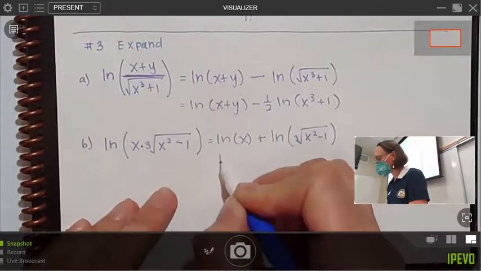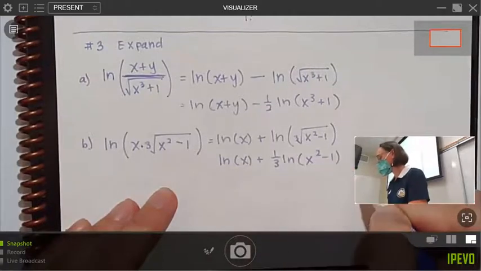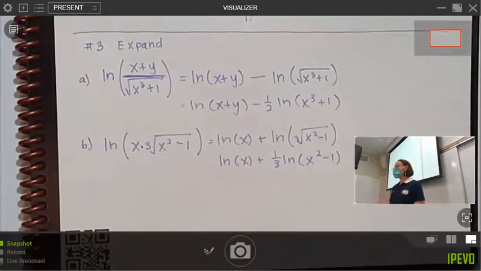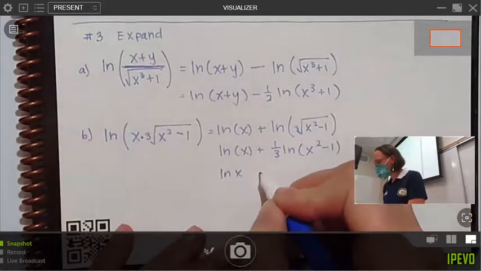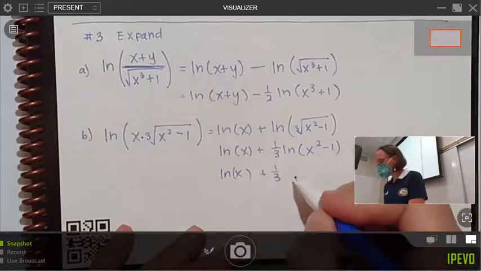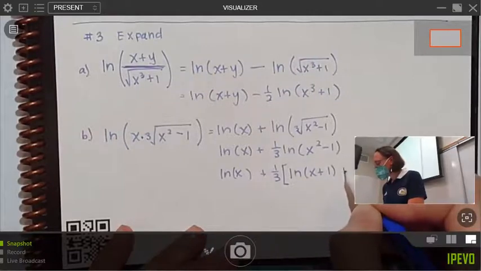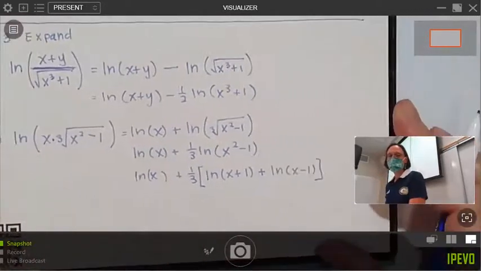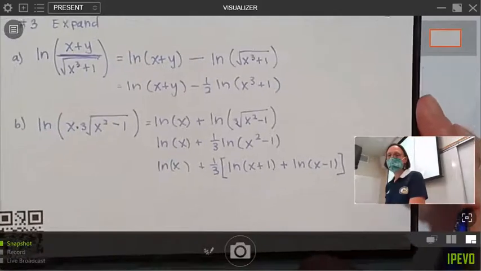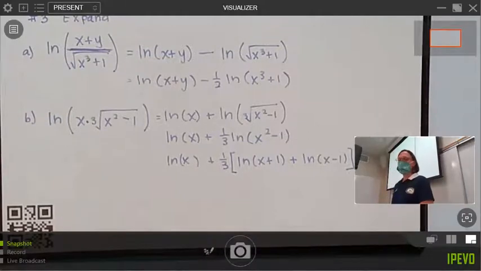And then similar to what we did with the square root, I can rewrite that as a 1/3 ln of x squared minus 1. Now, I would argue that we should probably keep going because x squared minus 1 factors. And since that factors, if I were going to fully expand this, I would want to treat that as ln of x plus 1 plus ln of x minus 1. And then you can distribute the 1/3 in if you want or not.